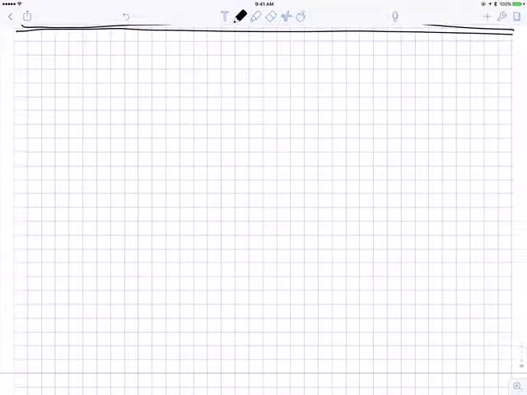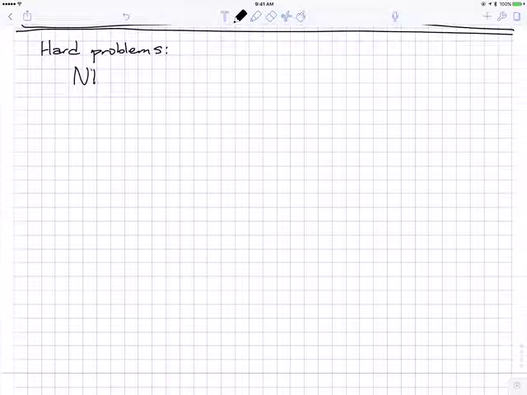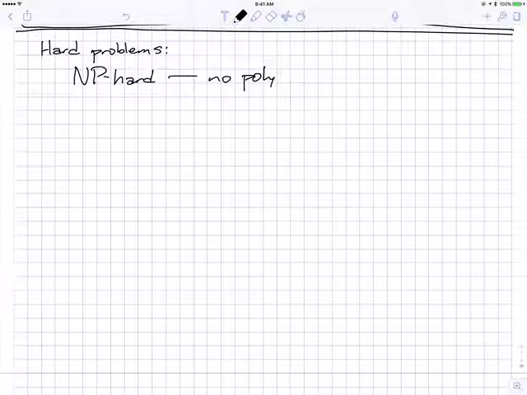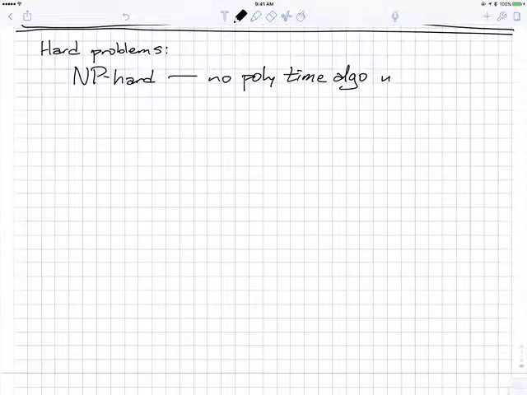So the last several lectures we've been talking about problems that are hard. And most of the time we've been talking about problems that are NP-hard, meaning no polynomial time algorithm, unless a miracle occurs.